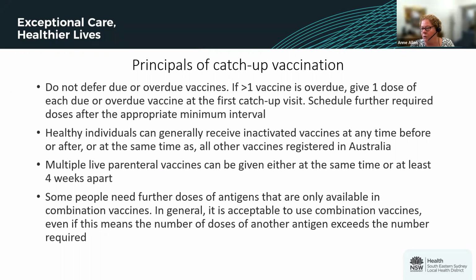Some people need further doses of antigens that are only available in combination vaccines. In general, it is accepted to use combination vaccines, even if this means the number of doses of other antigens exceeds the number required. And we'll see that when we're doing the catch-up. Once up to date, you follow the NIP schedule for the age that they are.